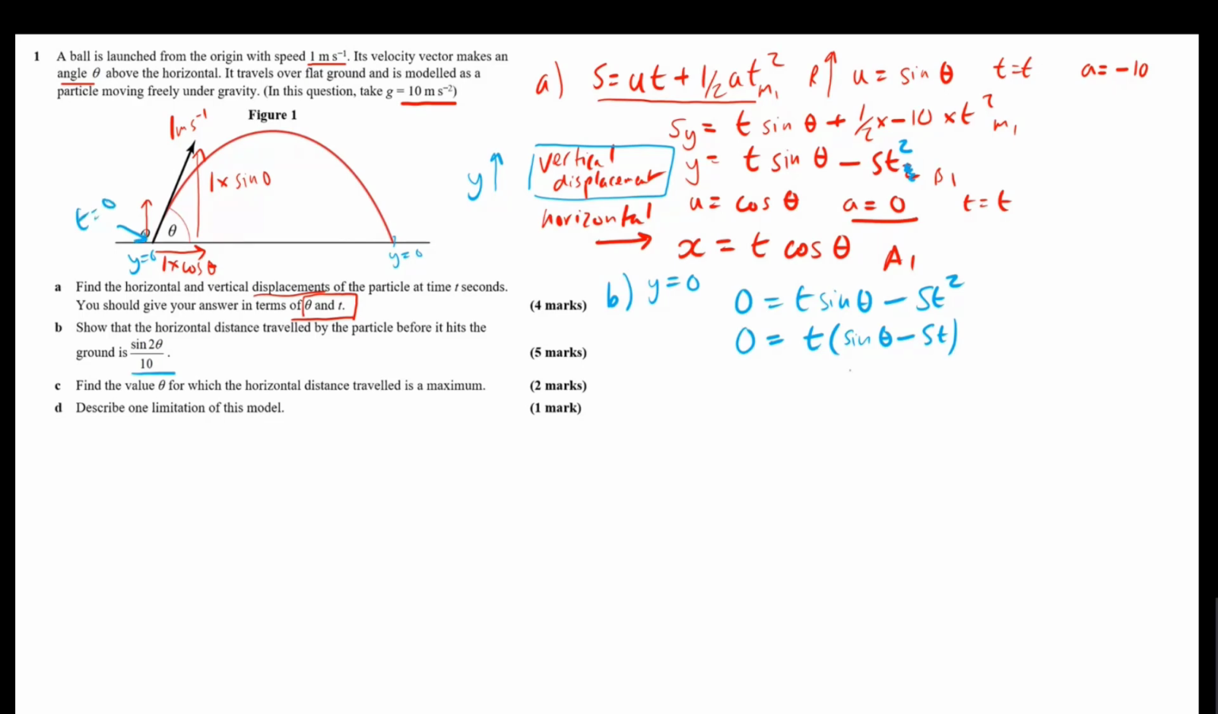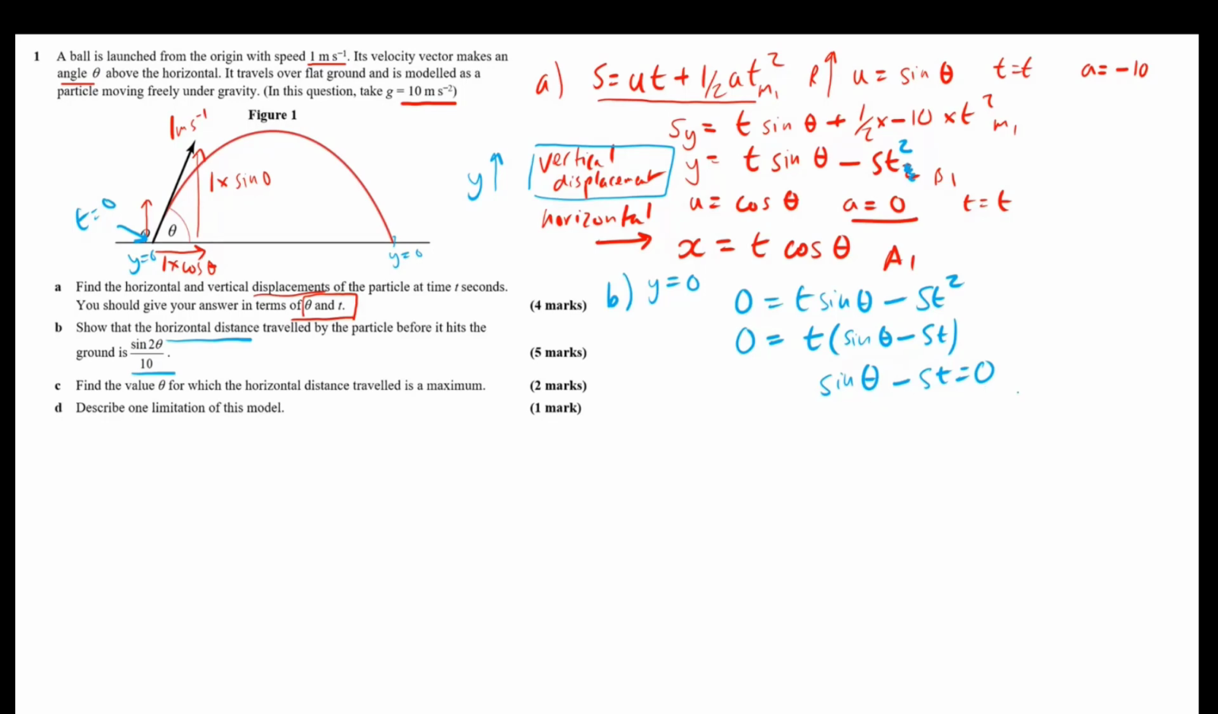Right? So the other answer we have to know is when 5 sine theta minus 5t equals 0. Now, we might think, well, we still don't know what t is, and we do need the time, because once we find the time, we can use that to find the horizontal distance that it's travelled. So what can we do here? We just get t in terms of sine.